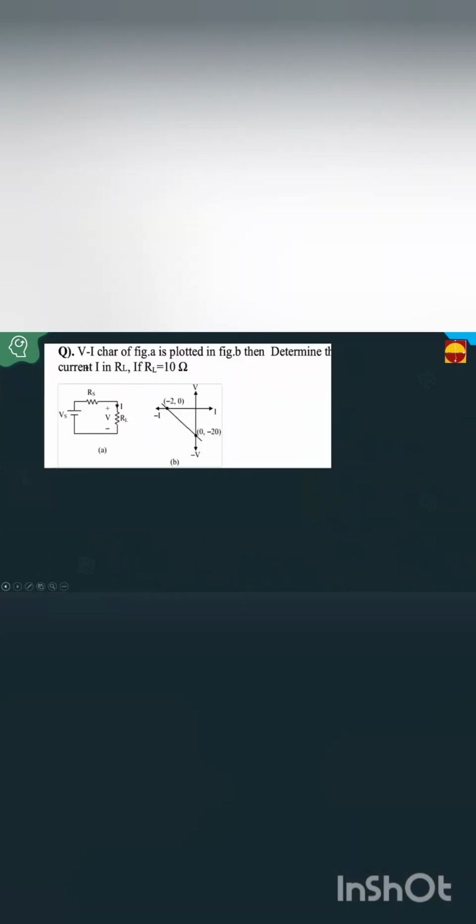This model is also a previous GATE question. Can anybody answer this? The VI characteristics of figure A are plotted in figure B. Then determine the current I in RL, if RL is equal to 10 ohms.